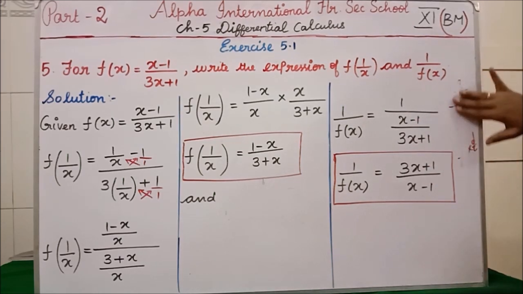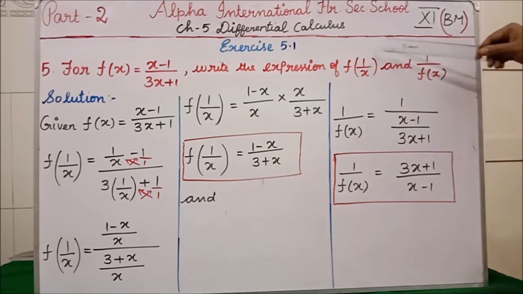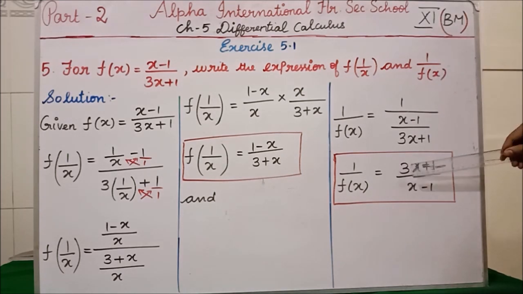Clear all of you? Now we have found the value for both the expressions. F of 1 by x value is this, and 1 divided by f of x value is 3x plus 1 divided by x minus 1. Clear students, all of you clear? Next we will see the sixth question.